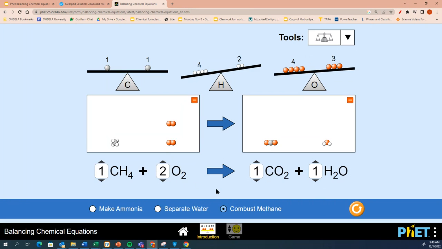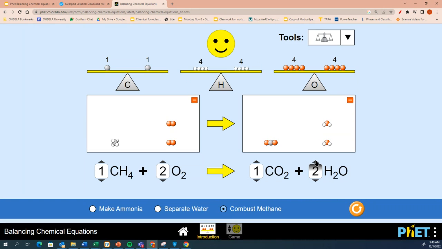If I'm adding oxygen on this side, this one has 3 oxygens. I've added 4 oxygens. Let's see, the carbon, I have 1 carbon on this side. Let's go ahead and play around with this. Holy cow. Now we've got it. We've got it all balanced out. So 1, 2, 1, 2. Again, it's trial and error.